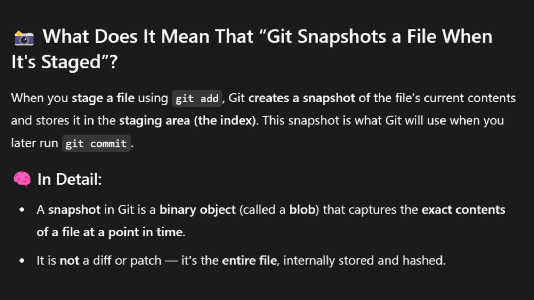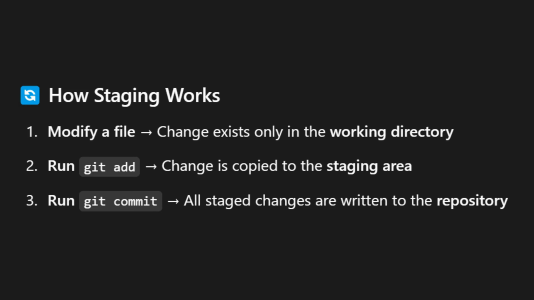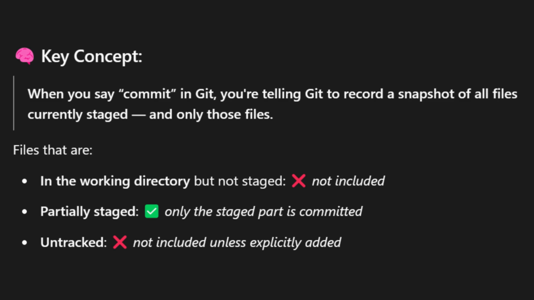So modified but not staged means Git sees the change but won't commit it yet. Staged means Git will include it in the next commit. And when I say commit, that means I'm telling Git to take a snapshot of everything that's currently staged, all the files and changes I've explicitly added, and save it to the repository's history.